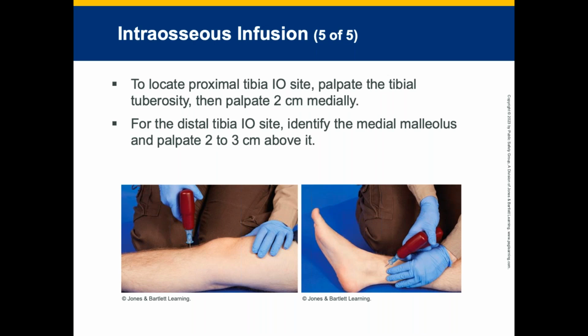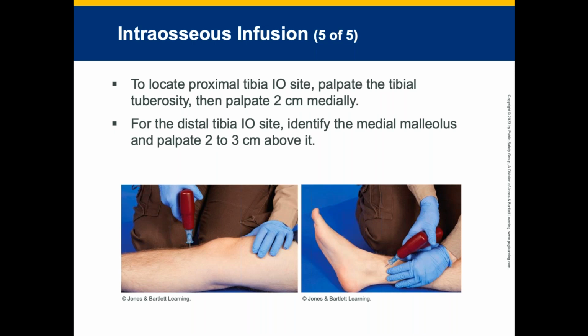So to locate the proximal tibia, palpate the tibial tuberosity, then palpate 2 centimeters medially, and you'll find a tibial plateau. For the distal tibia site, identify the medial malleolus and palpate 2 to 3 centimeters above it. That's your drilling point down below.